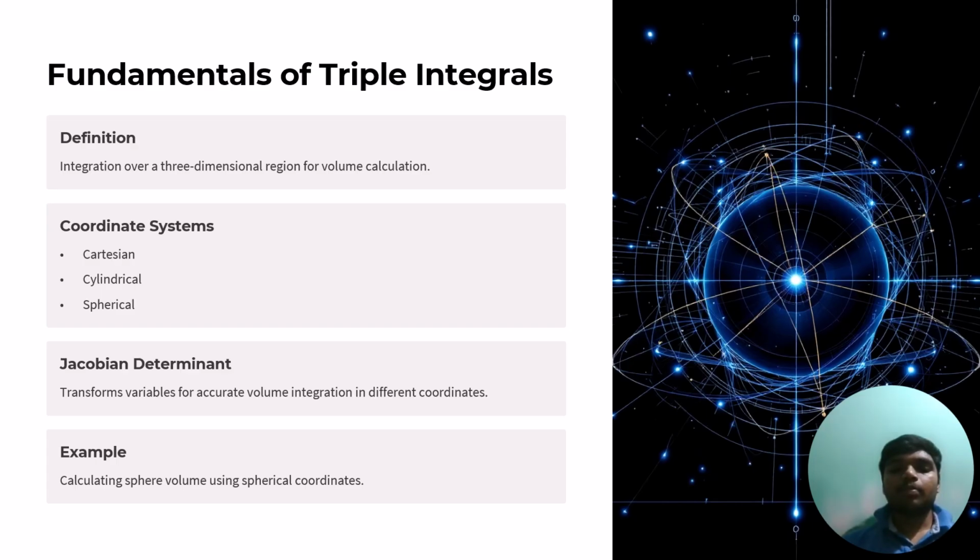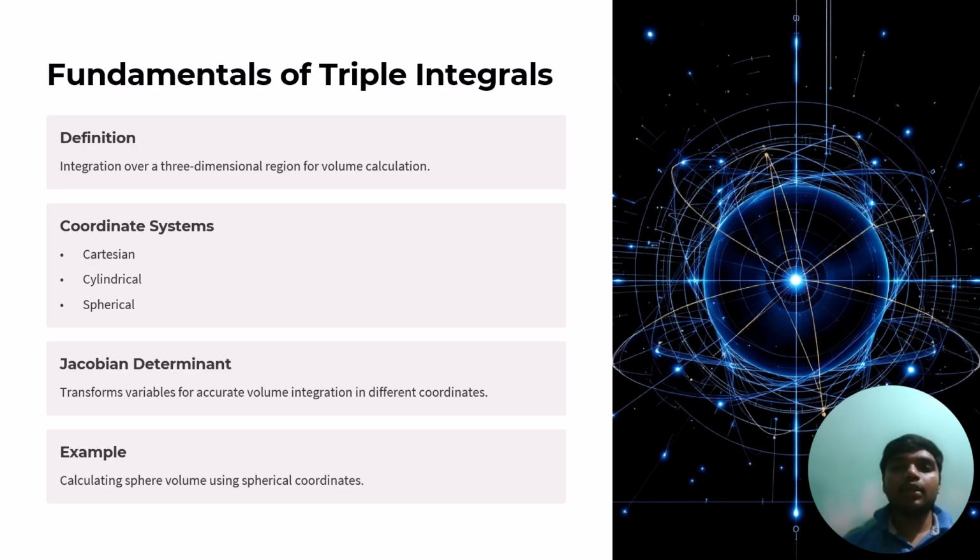Example: to find the volume of a reservoir with a complex shape, engineers can set up a triple integral based on the functions that describe the surface of the water and the boundaries of the reservoir. Mass and weight calculation.